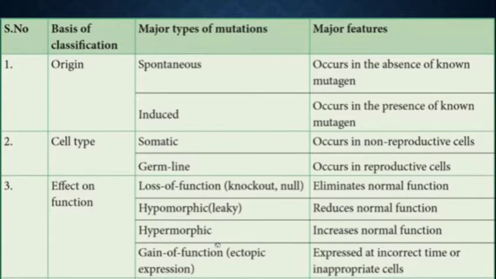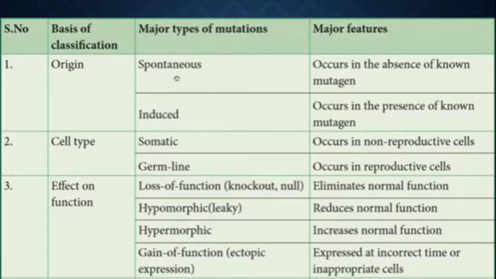Major types of mutation: எங்கெங்கெல்லாம் mutation நடக்கும், எந்தெந்த செல்ஸ்ல எந்த இடத்துலலாம் mutation changes நடக்குது. The major features: after the mutation, what is the result of that? That is the features of that mutation. The first one, origin.